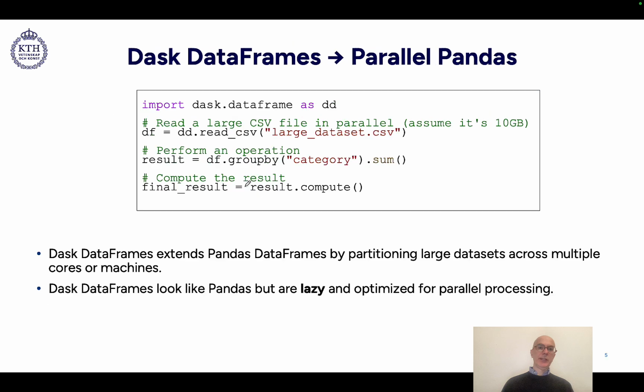So these are Dask arrays. Another useful extension, especially if you are using pandas for your work or for your studies to analyze data, is Dask data frames. They are just an extension of pandas data frames that works by partitioning large data sets across different cores or machines. Dask data frames look a lot like pandas. You can see here read_csv, groupby, but the execution is lazy, as I said in the previous slides. So you need to make sure to call .compute in order to execute.